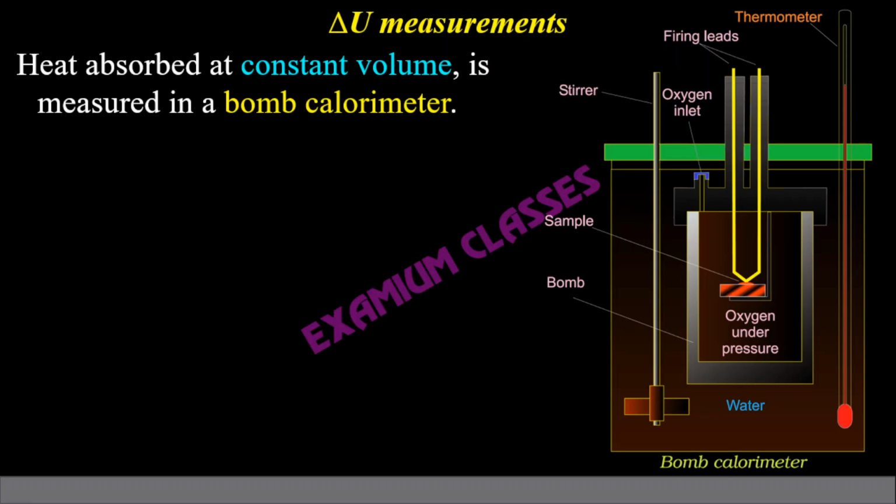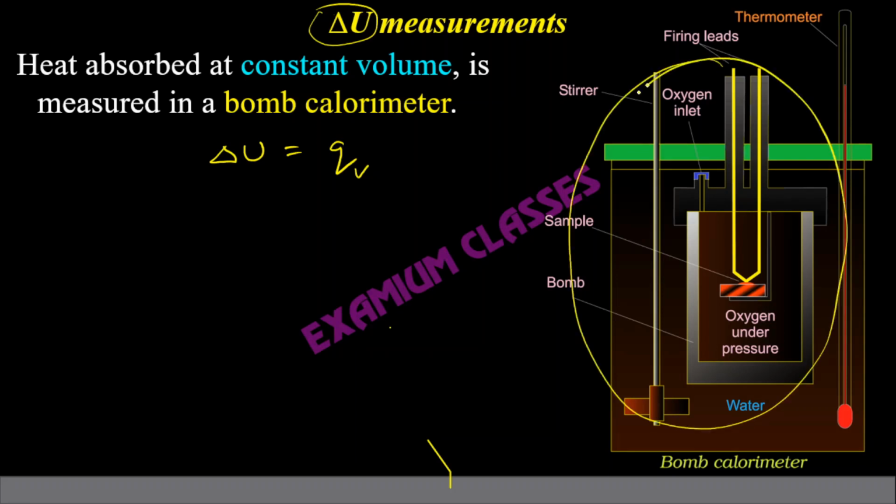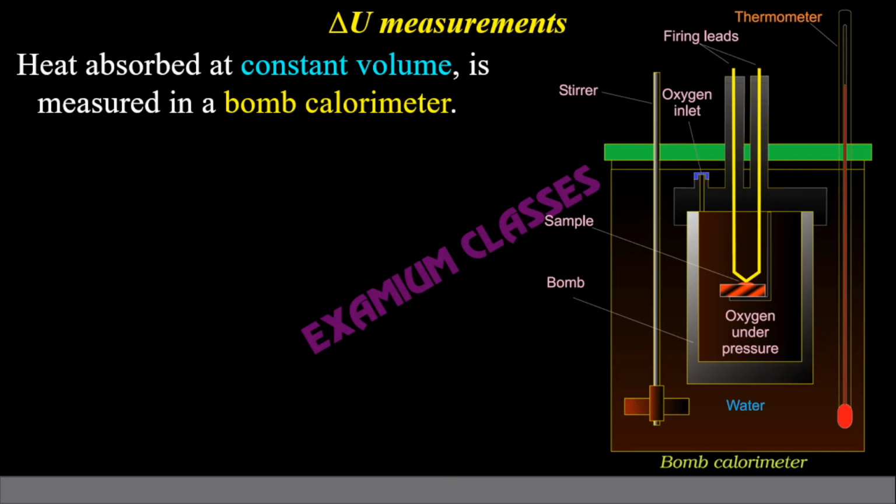And you know that when we calculate the heat supplied or heat evolved at constant volume, that is known as delta U. So delta U is nothing but Q, heat transferred, whether inside or outside, at constant volume. So what we do is keep the volume constant. In this apparatus, the volume of the system remains constant, and we can calculate the heat transferred by the use of this water. So we have the entire system surrounded by water.